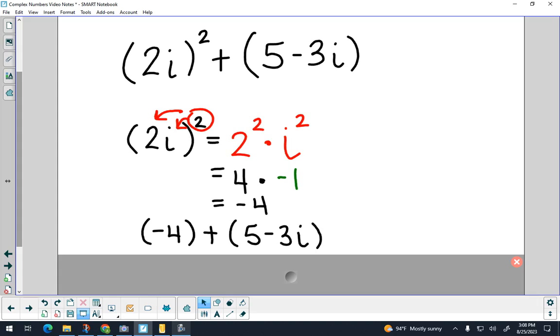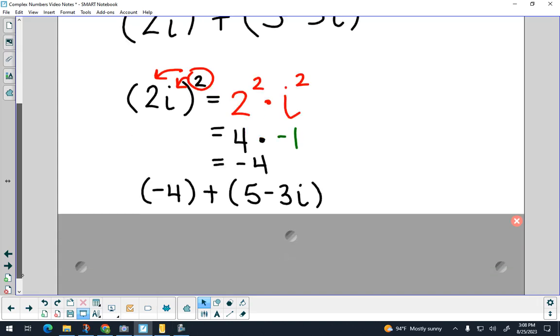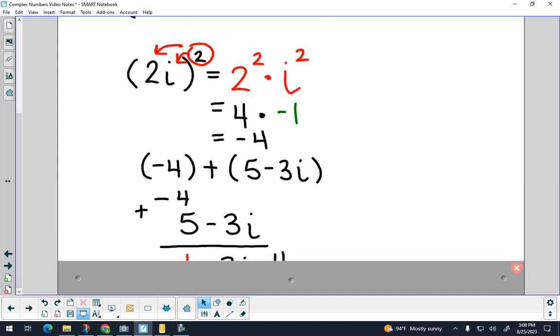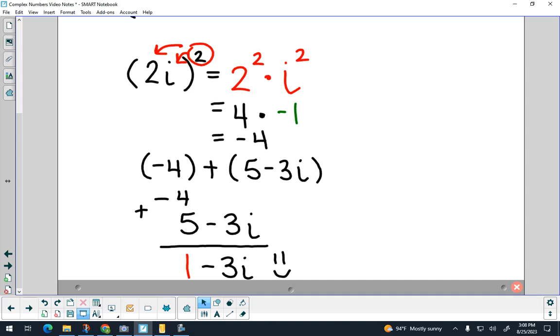Okay, so -4 plus 5 minus 3I. So we're going to continue with that and combine our like terms. I mean, I lined them up. But -4 plus 5 is +1, and we still have our minus 3I. That is my final answer. So go ahead and pause the video if you need to finish writing that down.